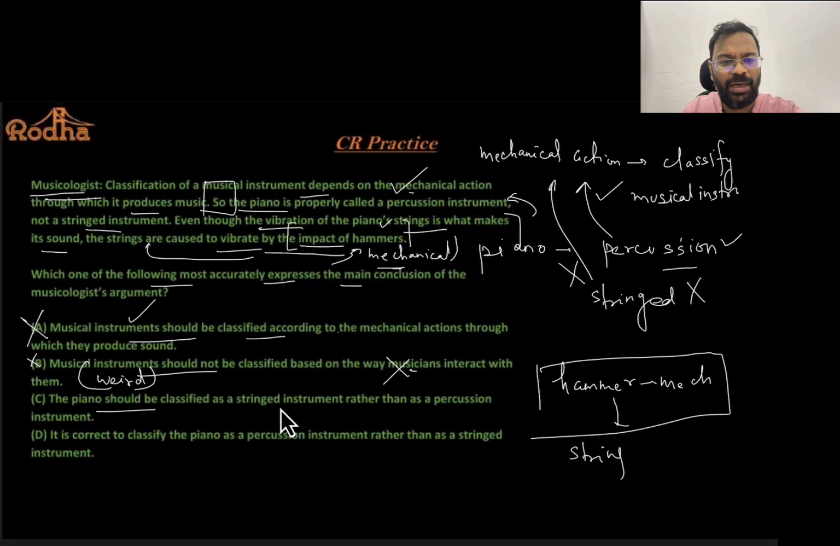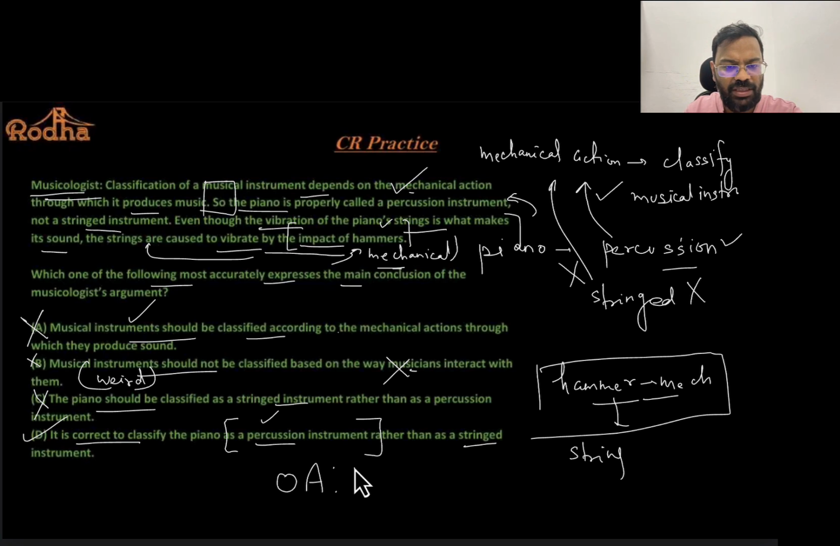The piano should be classified as a string instrument rather than, the author was not making a case against it. Easy elimination again. It is correct to classify the piano as a percussion instrument rather than, because the hammer is the mechanical part and because it is not dependent on string, rather dependent on the impact of hammer, I think it is correct to classify this as a percussion instrument. And therefore, the official answer here would be option number D.